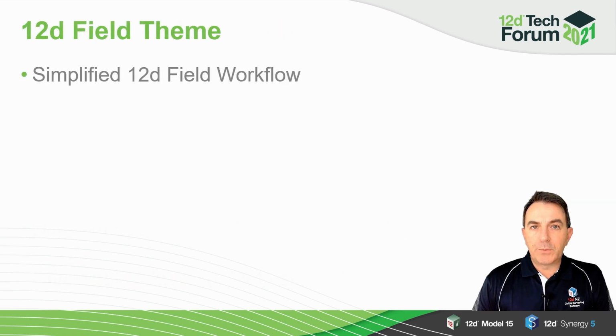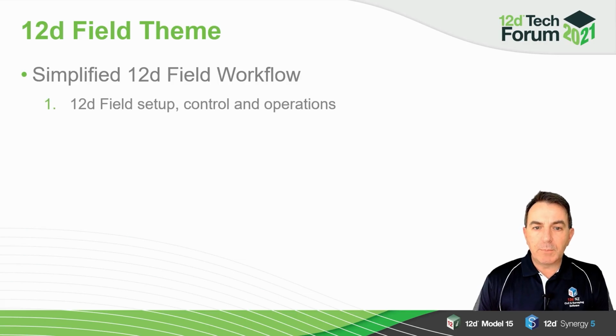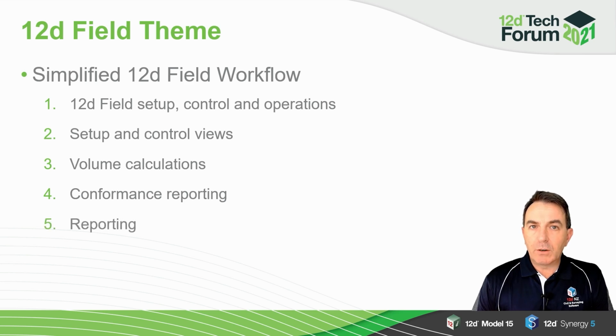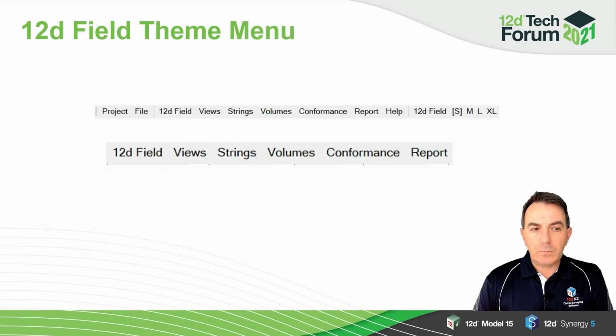So the 12D field theme, first up. The simplified 12D field workflow. This is pretty basic, you have the 12D field set up, the control and operations, and you're setting up your positioning and your instrumentation. You set up and control the views, so the feedback that you'd like to see from those field operations. You'll do some volume calculations out on the fly, that might be important to you. Conformance and reporting is definitely going to be important to you while you're out in the field. And generic reporting like your QA reports, you need to have access to those as well.